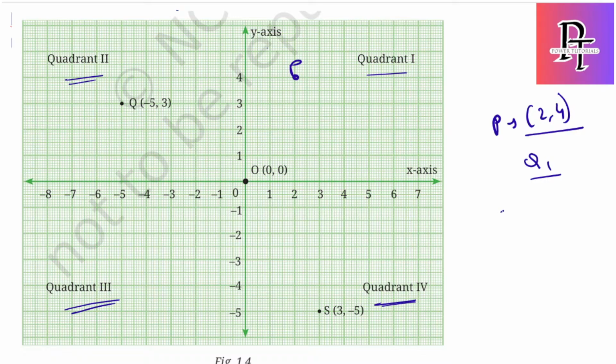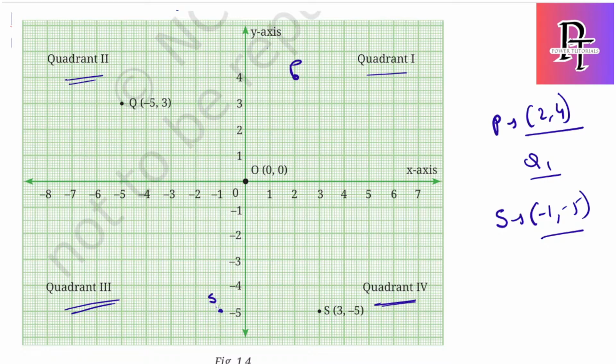In the same way, if I say I have a point S, and the value of S is (-1, -5), where will this point be? It will be in quadrant 3, because x is negative and y is also negative, so this point is S.